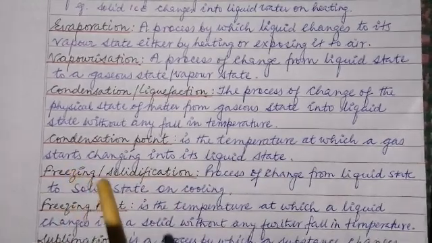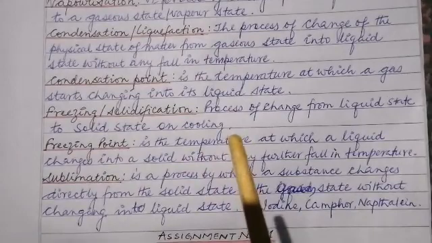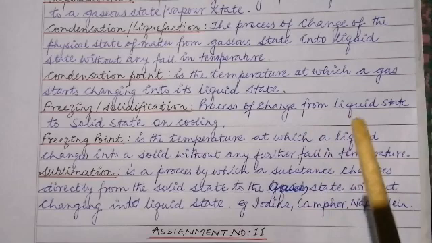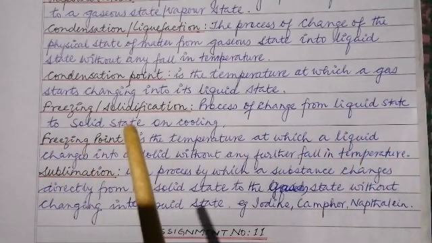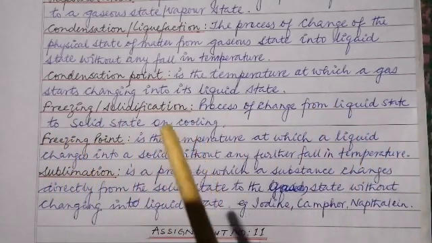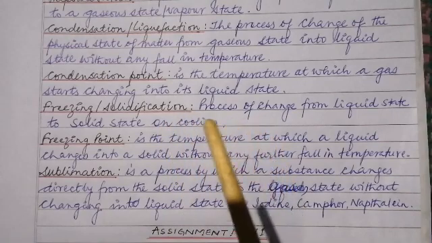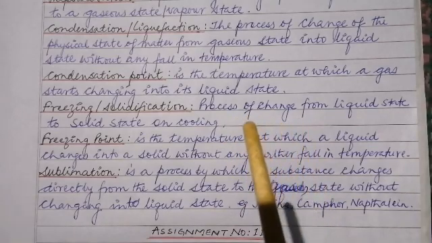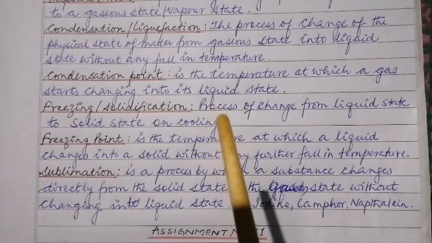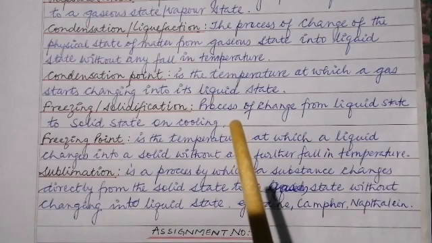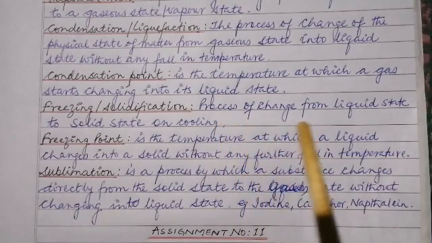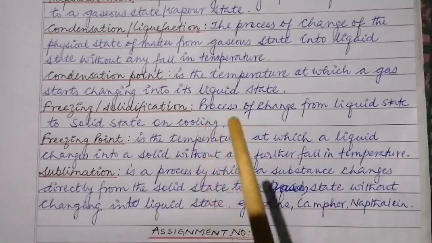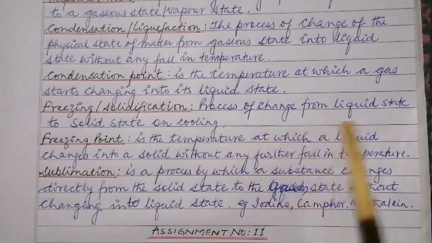Now, what is freezing or solidification? Freezing or solidification is the process of change from liquid state to solid state on cooling. A common example, I believe you have noticed in your house: if you keep cold water in a deep freezer inside the refrigerator, it turns into solid ice. So the process of cooling is taking place, and the water freezes into solid ice.